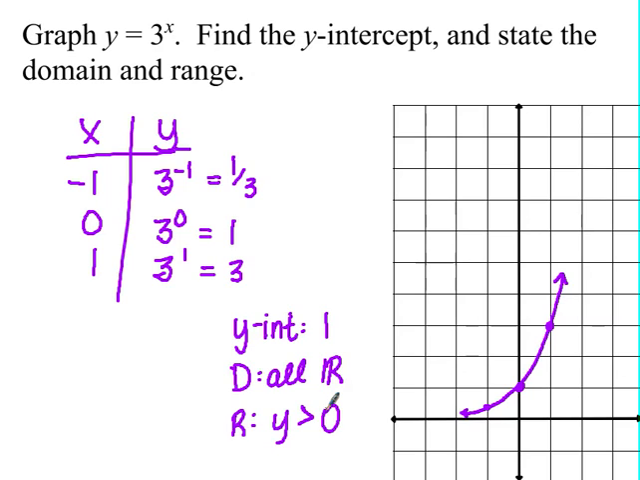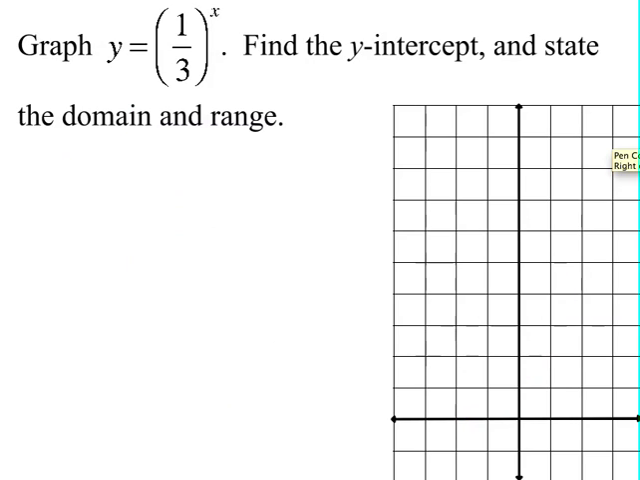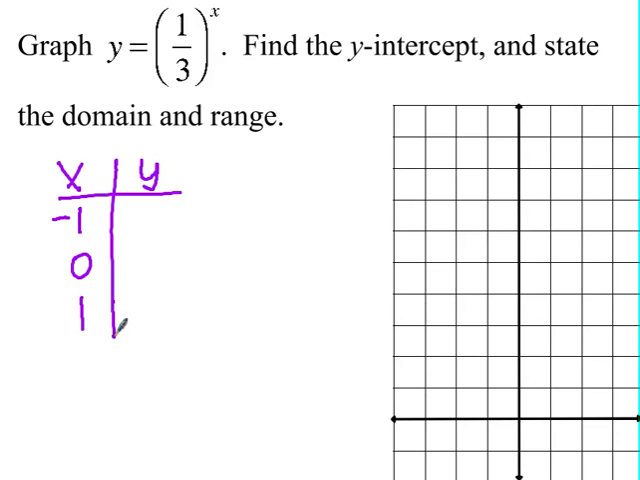Alrighty, let's try another one. Okay, this is y equals 1/3 to the x. So once again, we're going to make an xy chart. -1, 0, +1. So let's go ahead and plug in -1. So if I take 1/3 to the -1 power, what number does that give me? 3. Good. So I have an ordered pair at -1, +3.